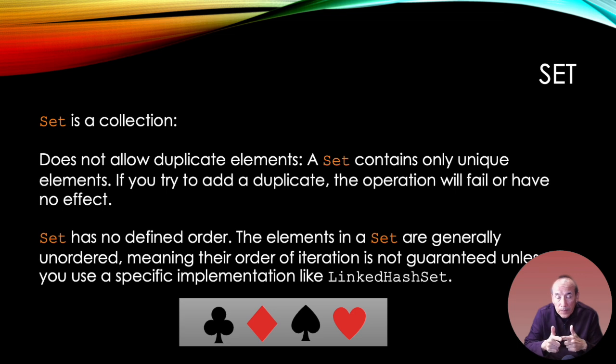Okay, what's a set? It is a collection, but it doesn't allow duplicates. A set contains only unique elements. What happens when you try to add a duplicate? The operation will fail or have no effect. So the set has no defined order, right? The elements in a set are generally unordered, meaning that the order of iteration is not guaranteed unless you have a specific implementation like a linked hash set.